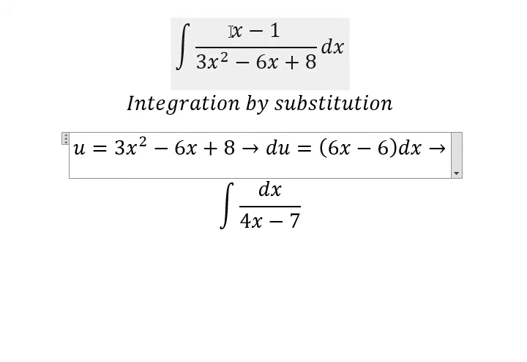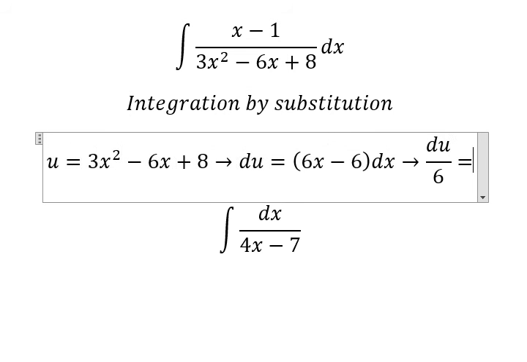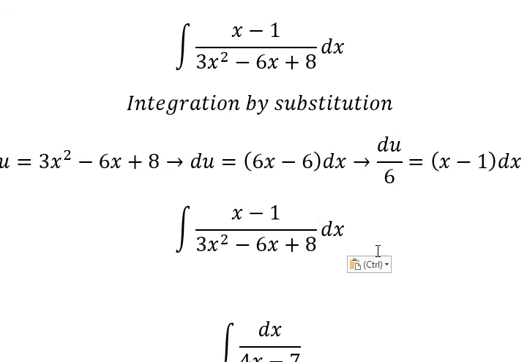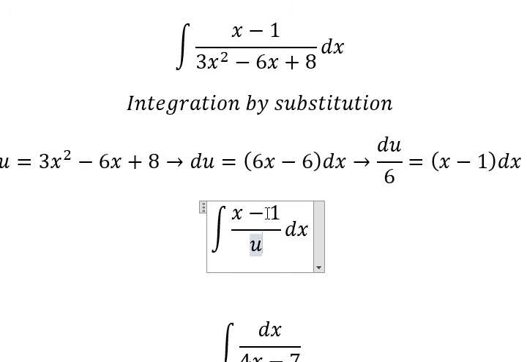Next, because we don't have the number 6, we need to divide both sides by 6. So this one we change by u. And s minus 1 ds we change by du over 6.